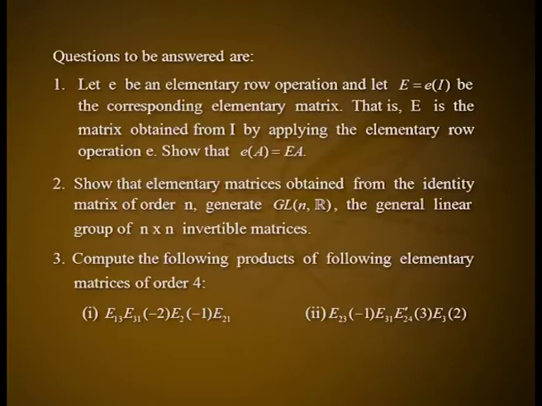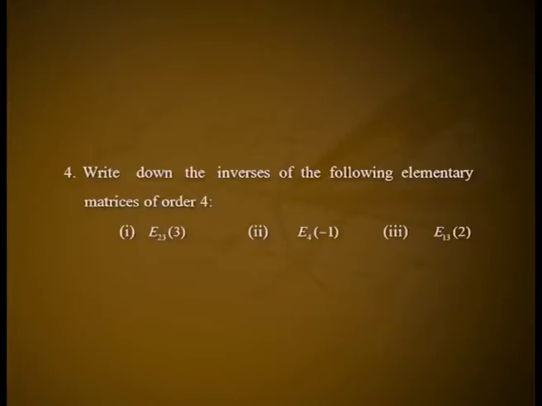1. E13, E31(-2) into E2(-1), E21. E23(-1), E31, E24(3), E32. Write down the inverse of the following elementary matrices of order 4. E23(3), E4(-1), E13.